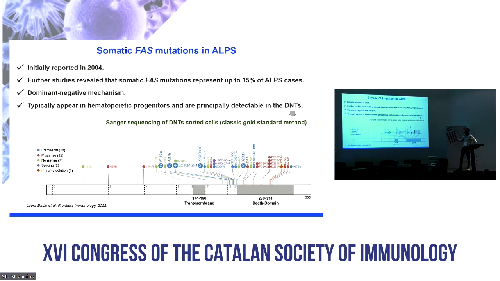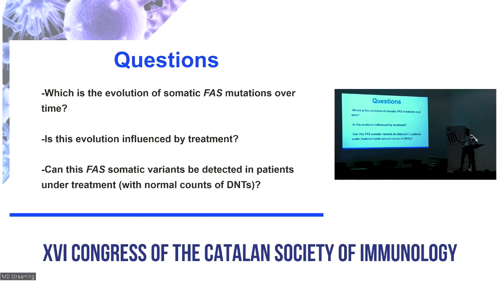So the mechanism is a dominant negative mechanism with high clinical penetrance. And these somatic variants are principally detected in these double negative T cells, which are elevated in this patient. So the classical approach to detect these mutations is to isolate these double negative T cells by cell sorting and then to perform Sanger sequencing of these cells.